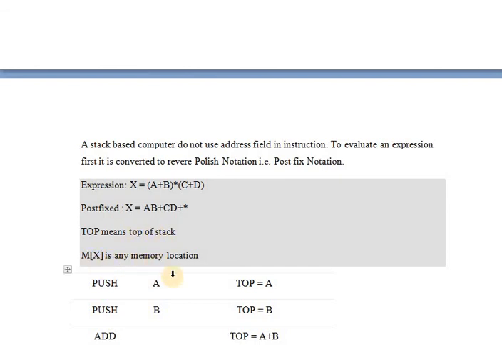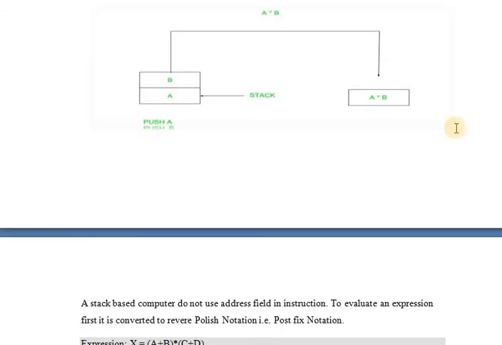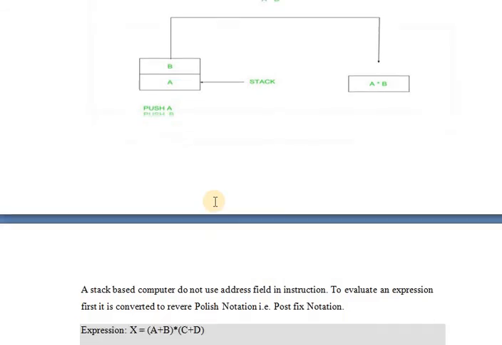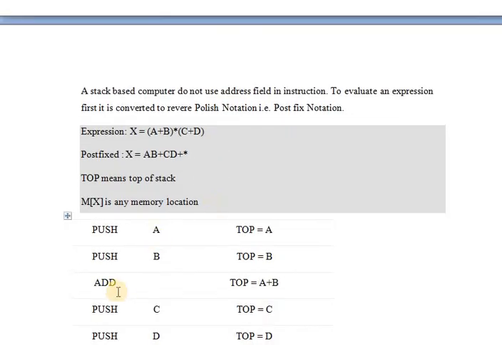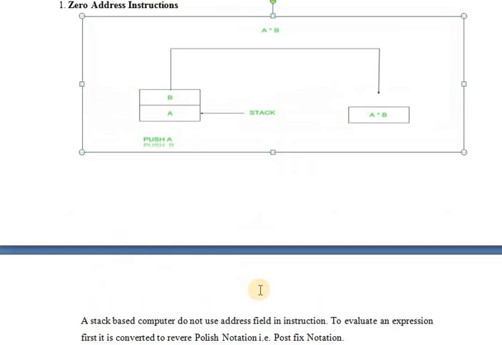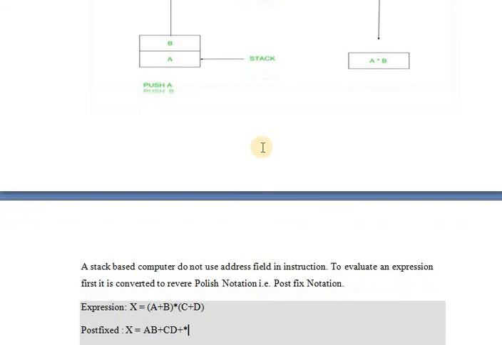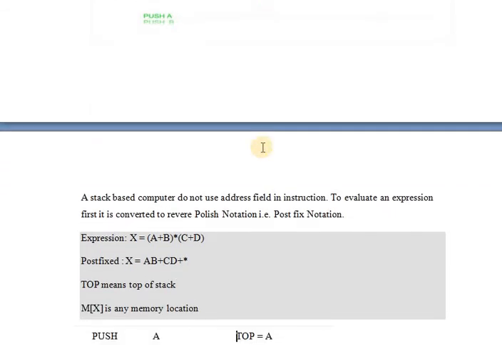Now we are pushing the elements into the stack. First we push the A element, next we push the B element. First we have pushed A, next we have pushed B. Now we are adding, top equal to A plus B. Or you can perform any operation, you can multiply, you can perform division, anything we can perform.